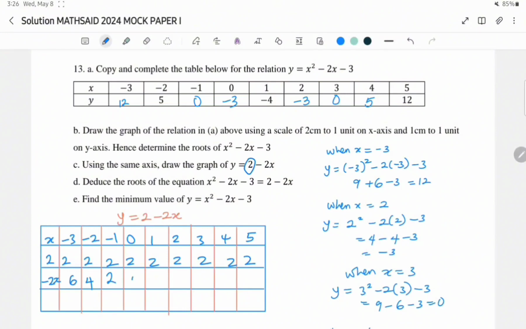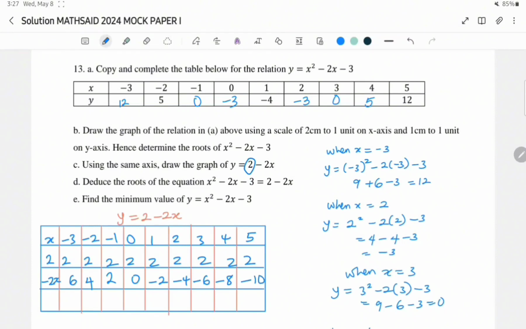Minus 2x times 0 is 0. Minus 2x times 1 is minus 2. Minus 2x times 2 is minus 4. Oh, sorry. Minus 2 times 3 is negative 6. Then minus 2 times 4 is negative 8. Then minus 2 times 5, negative 10.